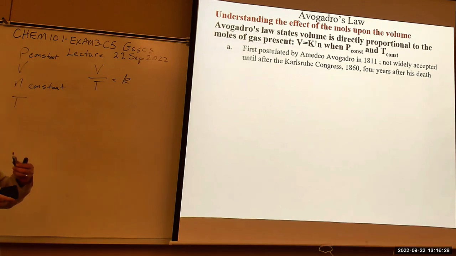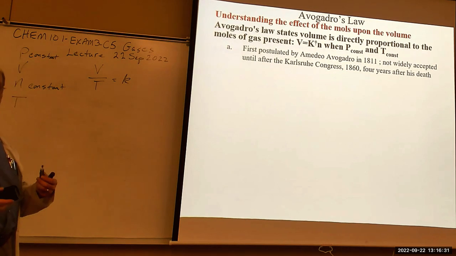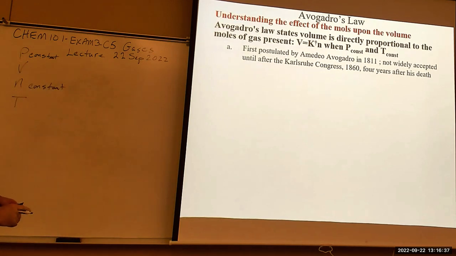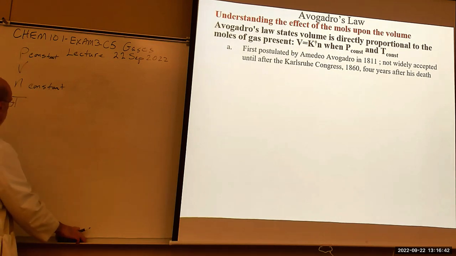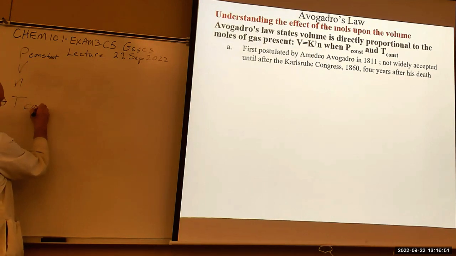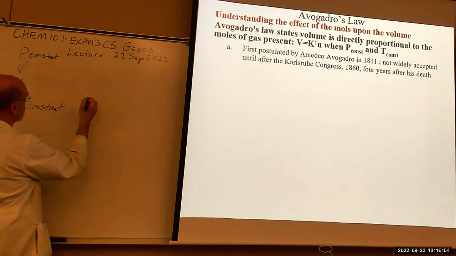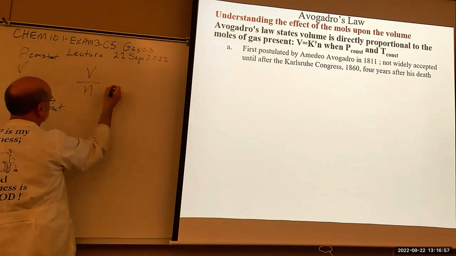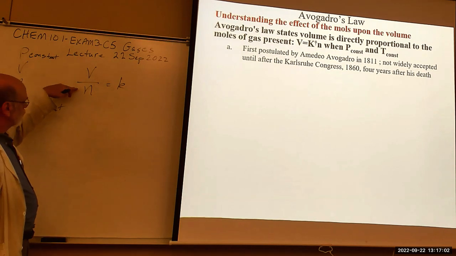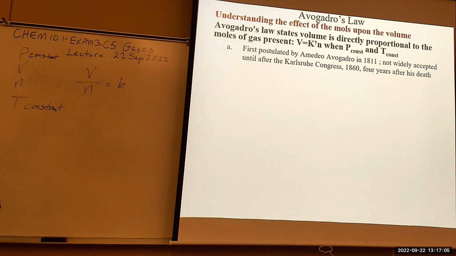The last two-factor law that we're going to look at is Avogadro's law. We've seen Boyle's, we've seen Charles. Avogadro is a relationship between volume and moles. So now, right, we're going to have volume and moles vary. We have to hold pressure and temperature constant. Okay, so what's the relationship? It's a direct relationship. As the number of moles increase, the volume increases. Okay.